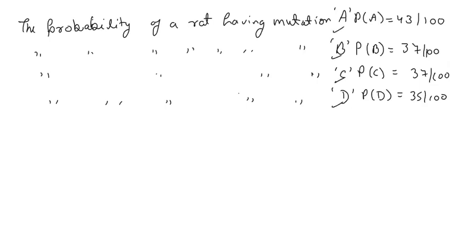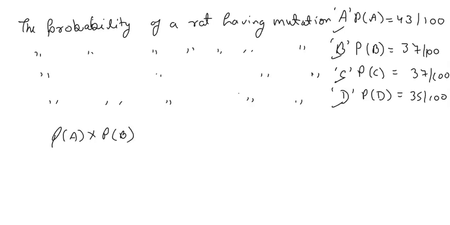Now moving further, we want to find the probability of selecting exactly 2 rats with mutation. This can happen in several ways. So we will consider all combinations. So here combination mutation A and mutation B, 2 rats. So here we are multiplying P of A with P of B.